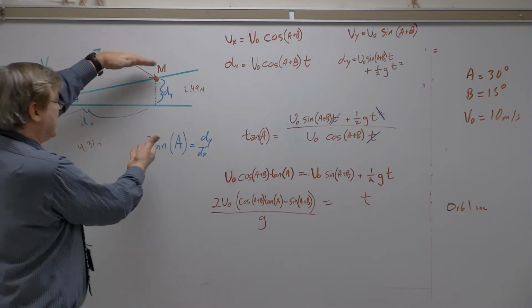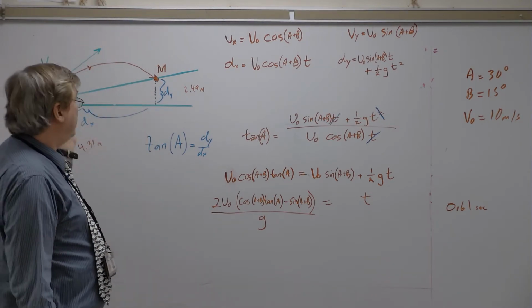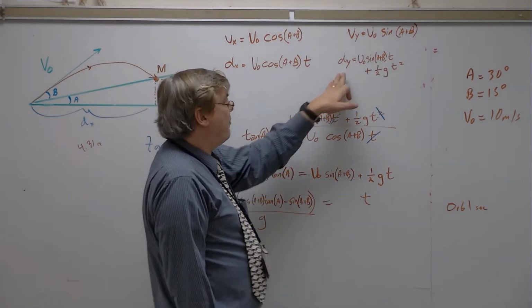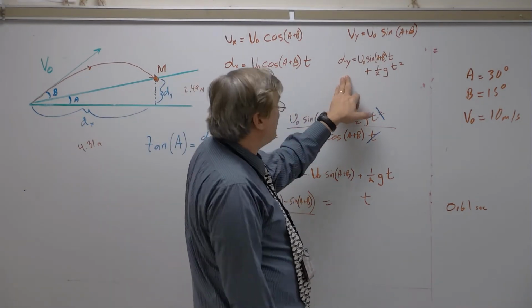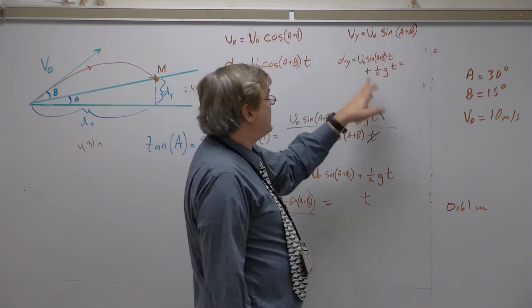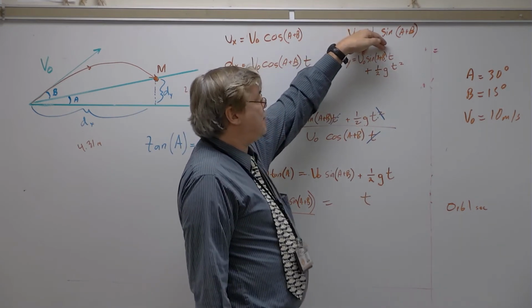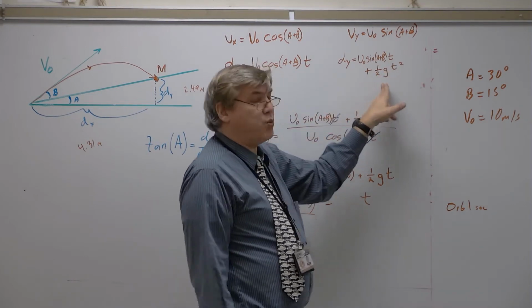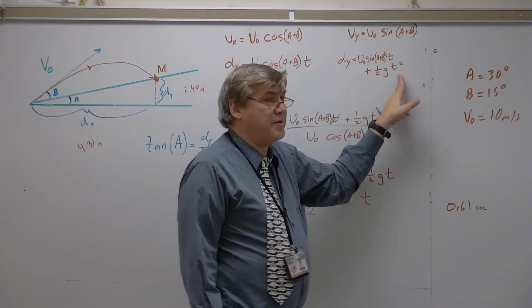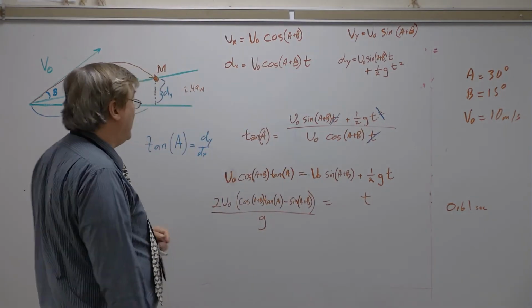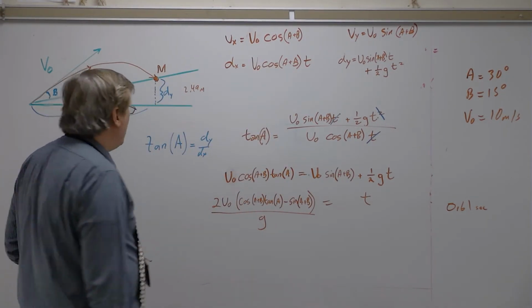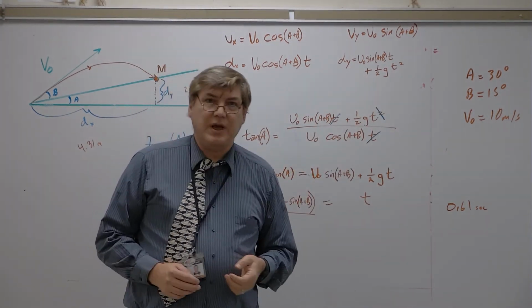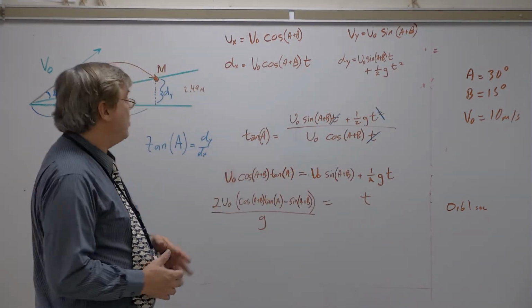My vertical distance, in y, is given by my formula for vertical distance with the effect of gravity. So I have my initial velocity, V naught sine A plus B times t, so that's my initial velocity times t, plus 1/2 gravity times t squared. So that's my distance in y. Now that I know distance in x and distance in y from a formula basis, is there a new relationship between the two? And there is.